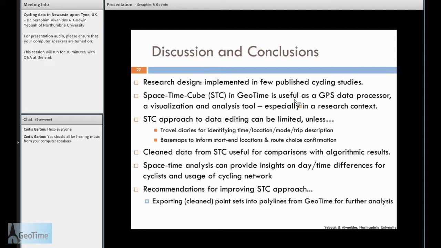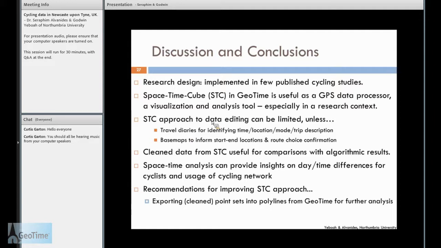So just to try and bring this together then, we try to focus on this idea of the space-time cube for the data processing and editing, rather than taking it forward for analysis, which is going to be a future presentation, because we do find that it's a useful tool visually and intuitively when we're trying to clean some of these messy GPS data sets and tracks.